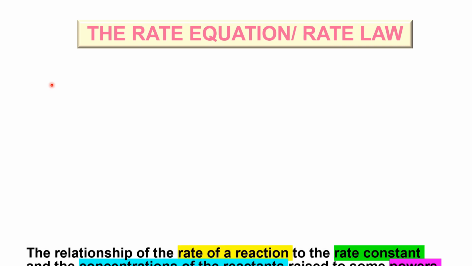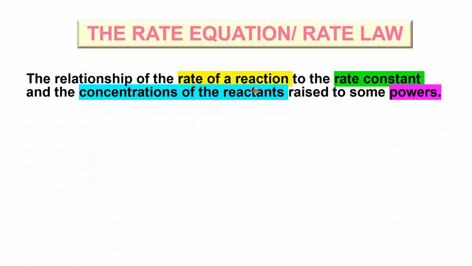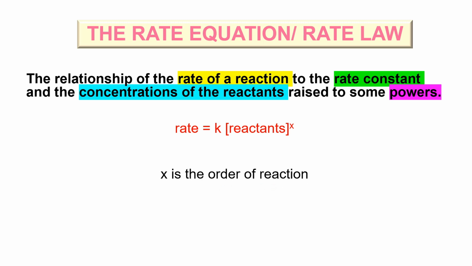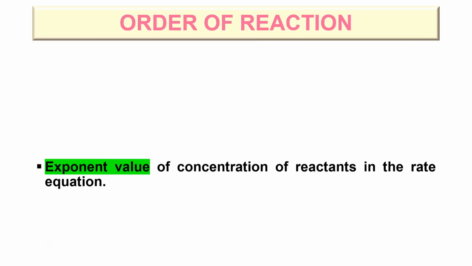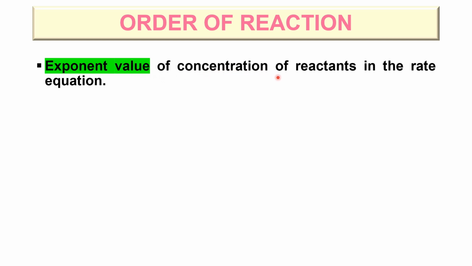Rate equation or rate law is the relationship of the rate of a reaction to the rate constant and the concentrations of the reactants raised to some powers. Rate equation or rate law can be written like this. Rate is equal to K times concentration of reactant raised to the power of X. Rate here is rate of reaction, K is rate constant, concentration of reactant is this one, X is the powers. X here is the order of a reaction. Order of reaction is the exponent value of concentration of reactants in the rate equation.